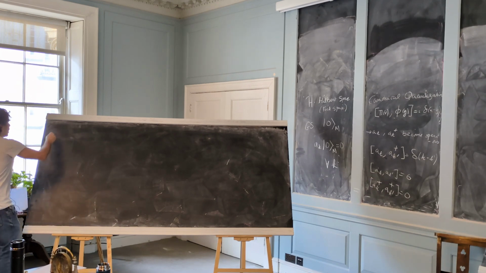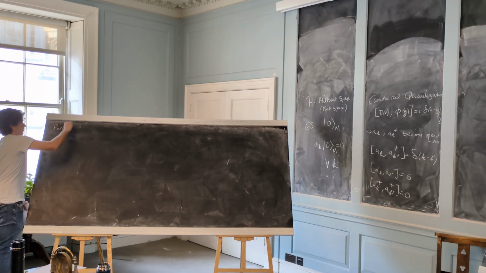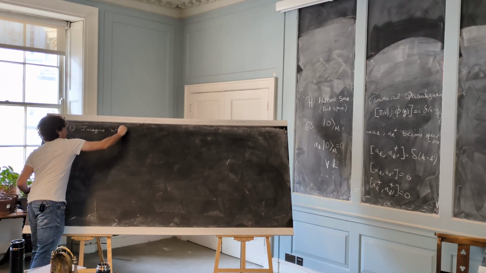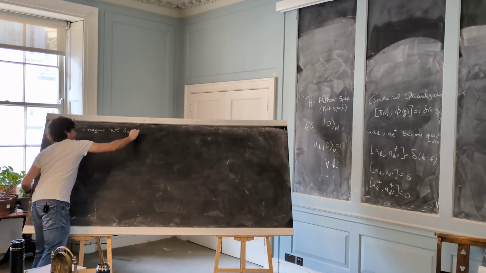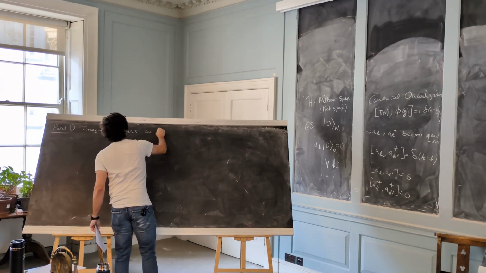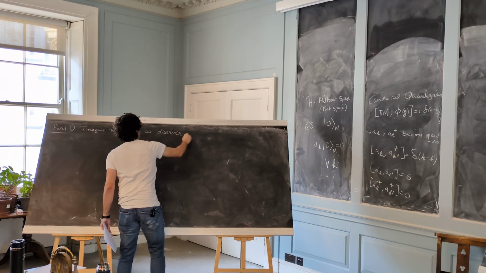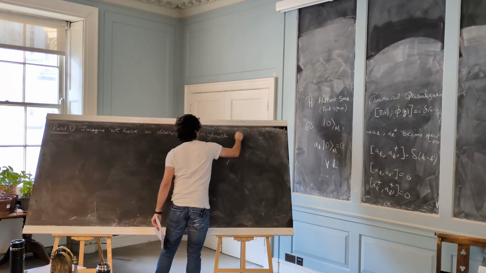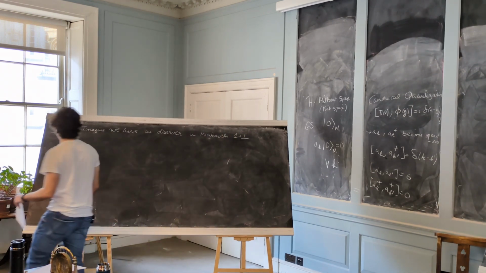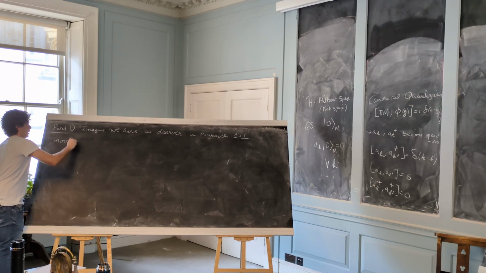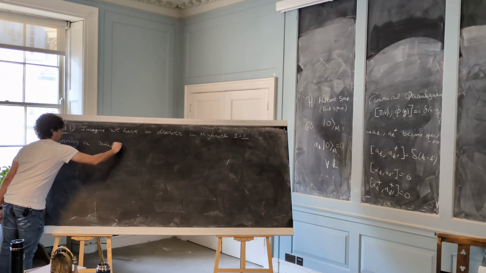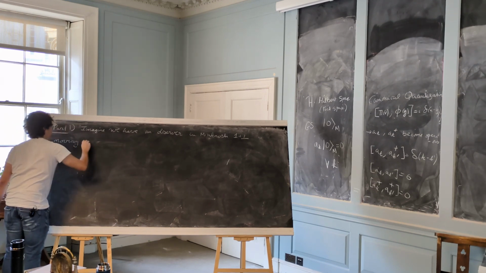Okay. So, part one. Imagine we have an observer in Minkowski 1 plus 1, who is moving along a uniformly accelerated trajectory, who is moving with uniform acceleration.